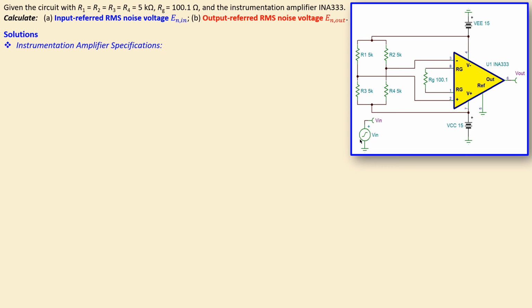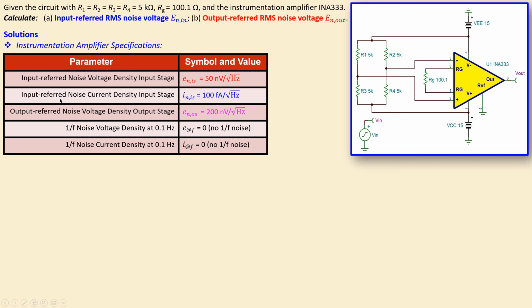Before we move on, of course, let's also look at the instrumentation amplifier specifications in more detail, because we will need those parameter specifications to do the calculations. Now if you look at the datasheet of this instrumentation amplifier, you will see several parameters, and these are what we need actually for our calculations. Instrumentation amplifier on its own is actually composed of 2 stages. So it has an input stage and also the output stage.